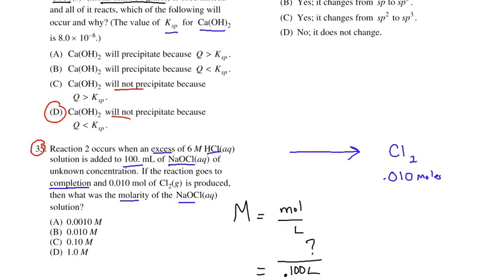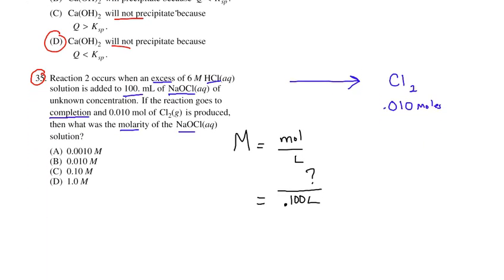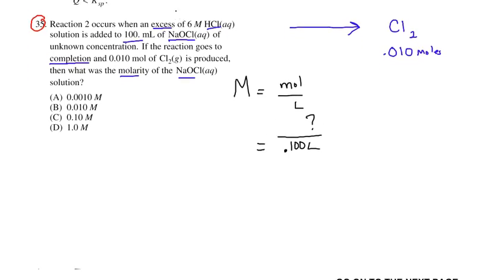Going back to where I was working, I can see that if I produced 0.01 moles of chlorine, then I must have started with 0.010 moles of my compound. So what's my math here?